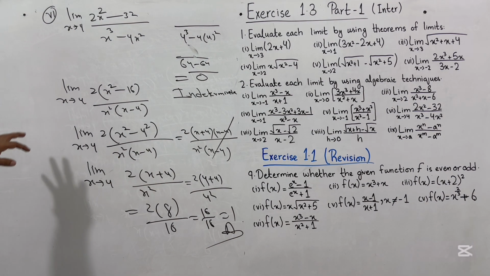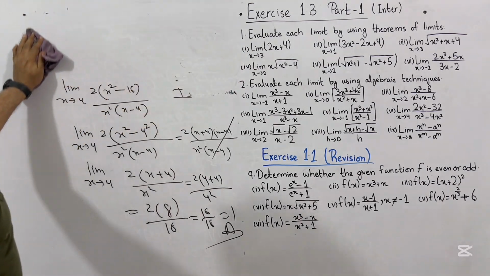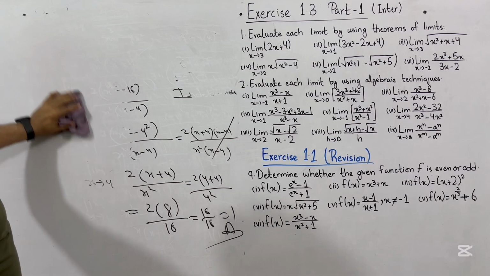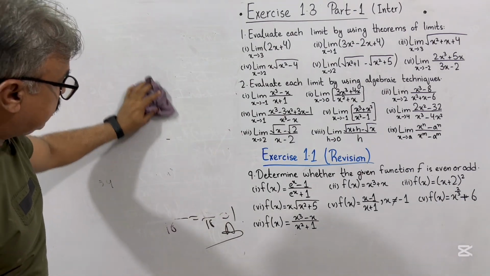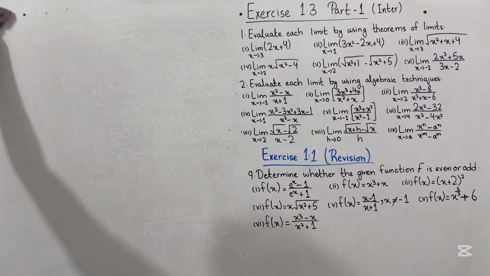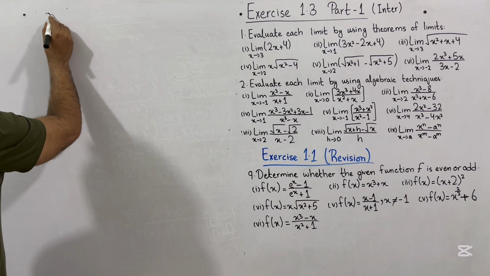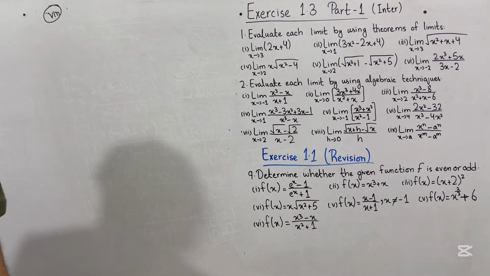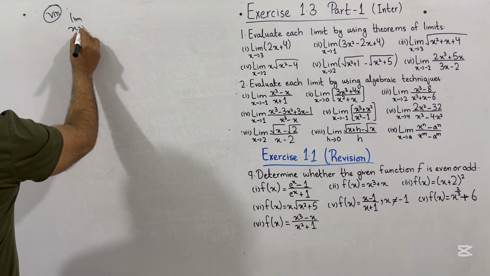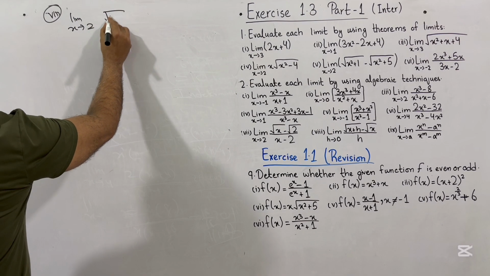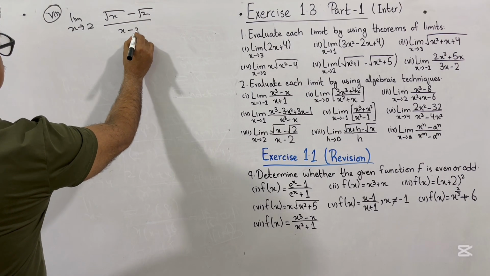Okay. As we move along, the good questions, the questions mostly present in entrance tests as well as exams, are coming now. We are in a good vicinity of limits. It's a wonderful one. Question number 8, part number 8 of question number 2. Limit x tends to 2, we have square root x minus square root 2, overall x minus 2.